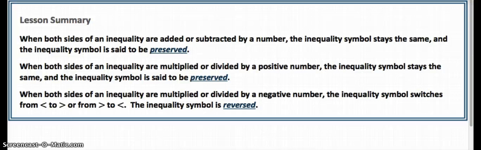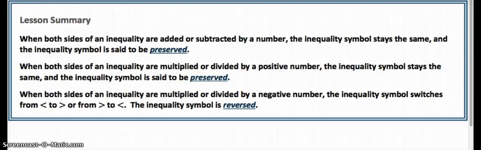When both sides of an inequality are multiplied or divided by a positive number, the inequality stays the same, and the inequality symbol is said to be preserved. When both sides are multiplied or divided by a negative number, the inequality symbol switches from less than to greater than, or from greater than to less than, and the inequality symbol is reversed.